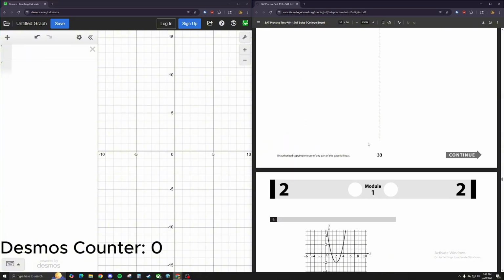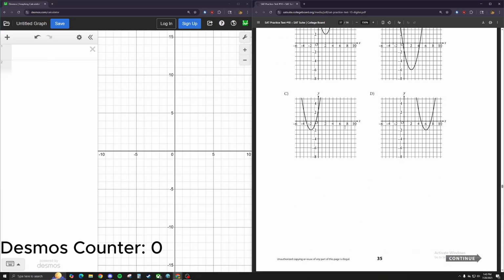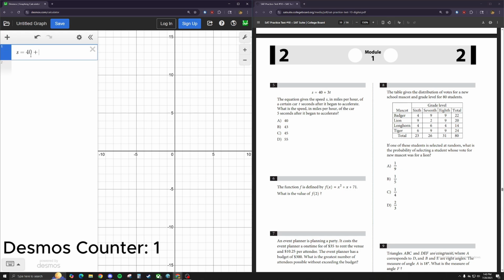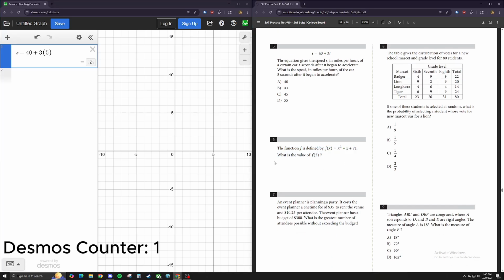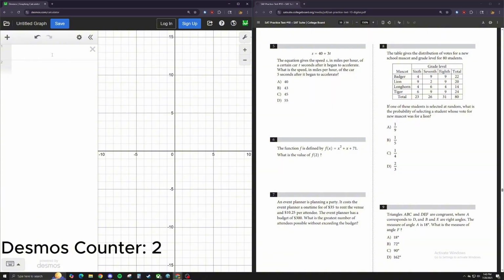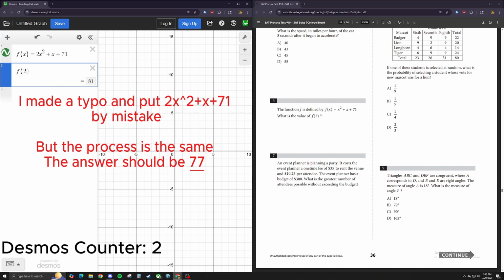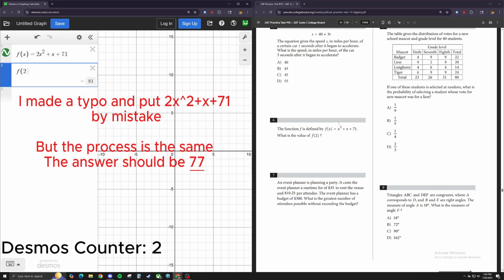This one's trying to set up an equation. This one's saying where you could translate. So this one you technically can, because Desmos is a calculator, so you just type in whatever you want and get your answer. But this one you definitely can. In Desmos, you just type in the function. So you say f of x is equal to x squared plus x plus 71, and then you can just say f of 2, and you have your answer right there, even though this is simply plugging in 2.